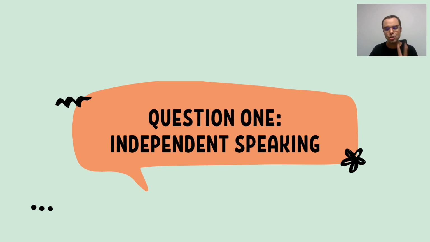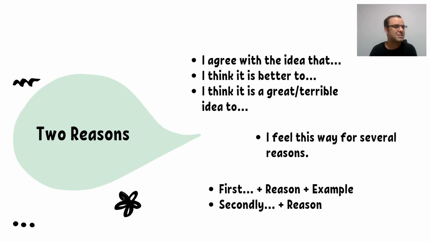Now, I have two basic templates for this task. First up, if you want to include two supporting reasons, you can use the template that you see on the screen here. You're going to start by stating your main idea in just one sentence. And depending on what the question looks like, you'll say, I agree with the idea that, or I disagree with the idea that, I think it is better to, or I think it is a great or terrible idea to, and then just fill in the blank.